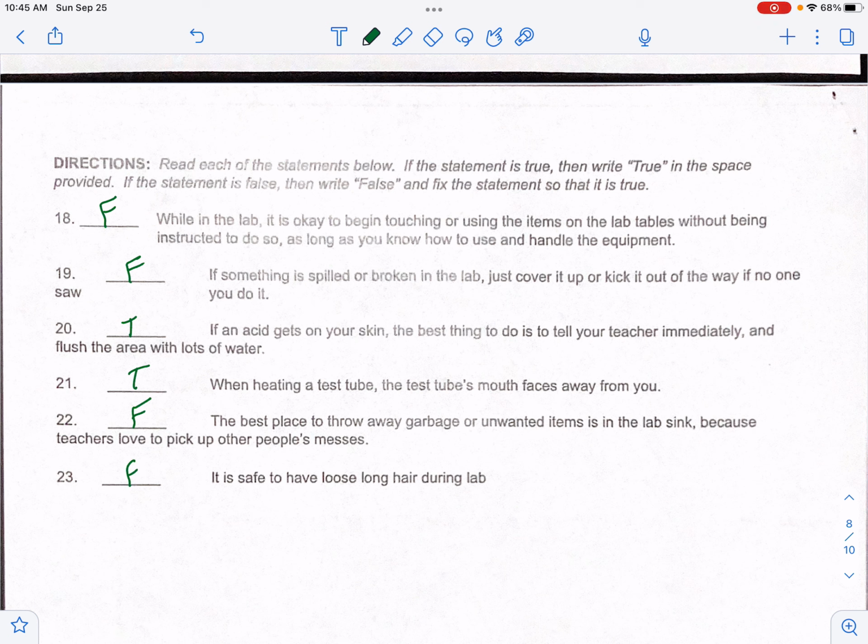So unless you want a real quick haircut over an open flame, you need to keep that hair tied back and out of the way.